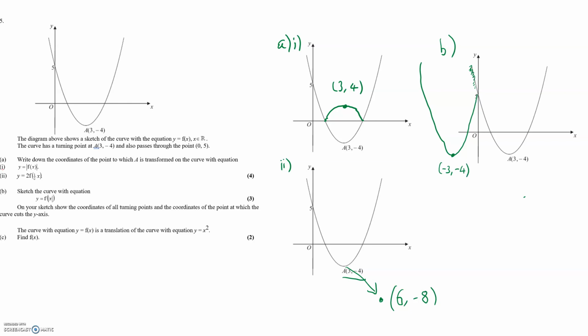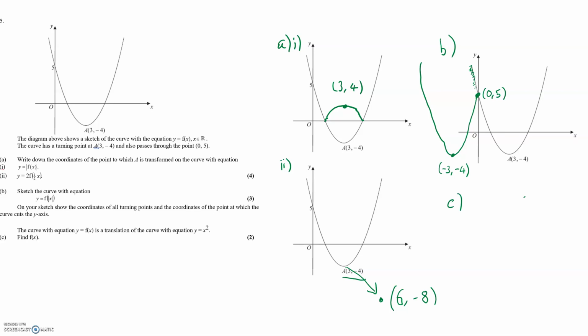It says on your sketch show the coordinates of all turning points and coordinates of the points which cut the y-axis. Given that I've now notified the new location on the left-hand side, minimum location, and if we just confirm that the y-intercept is 0, 5, we have now all intersections on the y-axis and turning points signified.